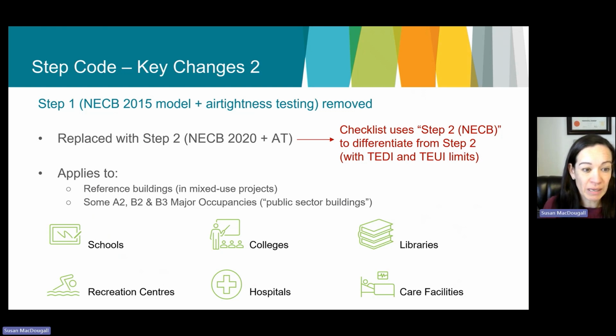And then there are also some A2, B2, and B3 major occupancies that we loosely refer to as public sector buildings that are required to comply under this Step 2 with NECB 2020 and air tightness testing. So we've grouped those below as schools, colleges, libraries, rec centers, hospitals, and care facilities.